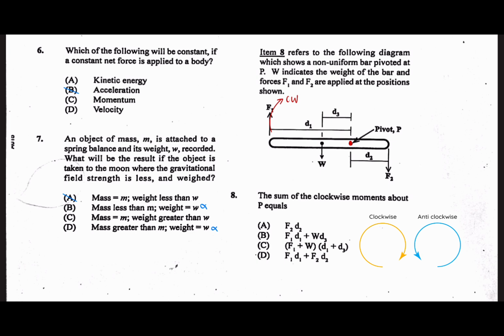Let's look at F2. So this is the pivot here. If I apply a downwards force, let's see how the non-uniform bar is going to rotate. Let me just say I push this down. This is how the non-uniform bar is going to look. So it looks as though it's rotating in a clockwise manner, right? So we have the other clockwise moment here, right? This also is a clockwise moment.